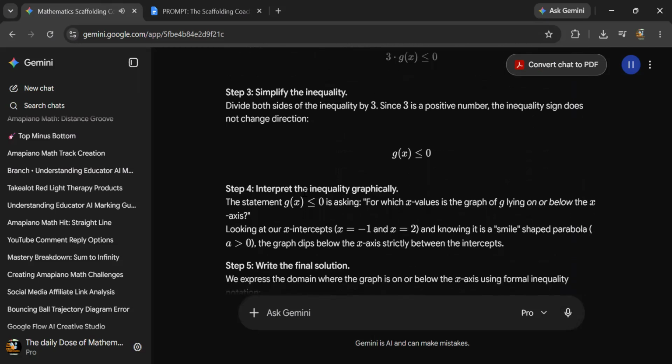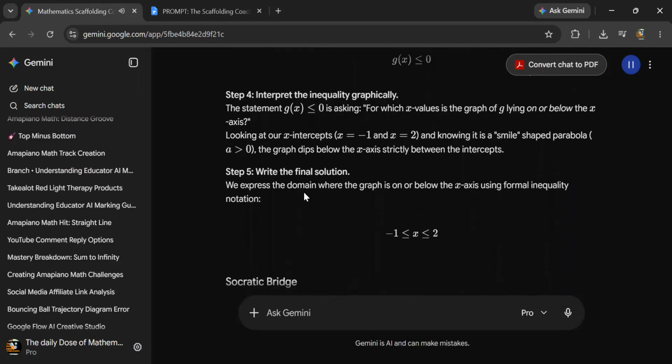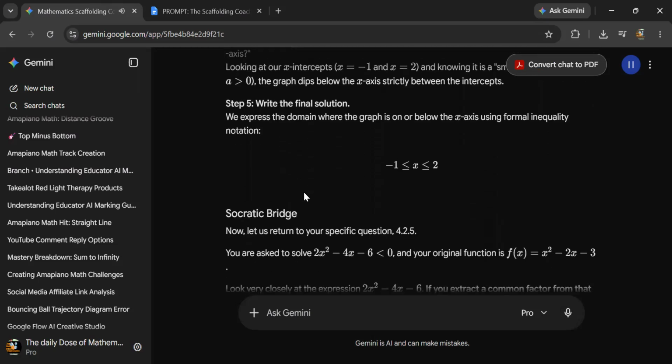Step 4. Interpret the inequality graphically. The statement g(x) ≤ 0 is asking, for which x values is the graph of g lying on or below the x-axis? Looking at our x-intercepts, x = -1 and x = 2, and knowing it is a smile-shaped parabola, a > 0, the graph dips below the x-axis strictly between the intercepts. Step 5. Write the final solution. We express the domain where the graph is on or below the x-axis using formal inequality notation.